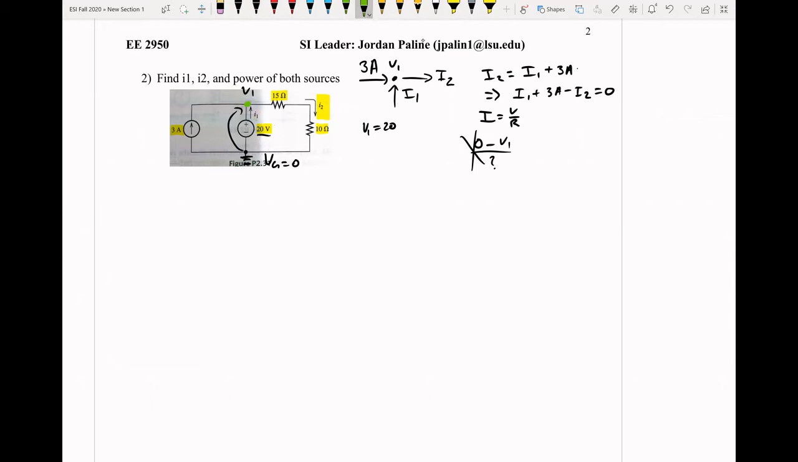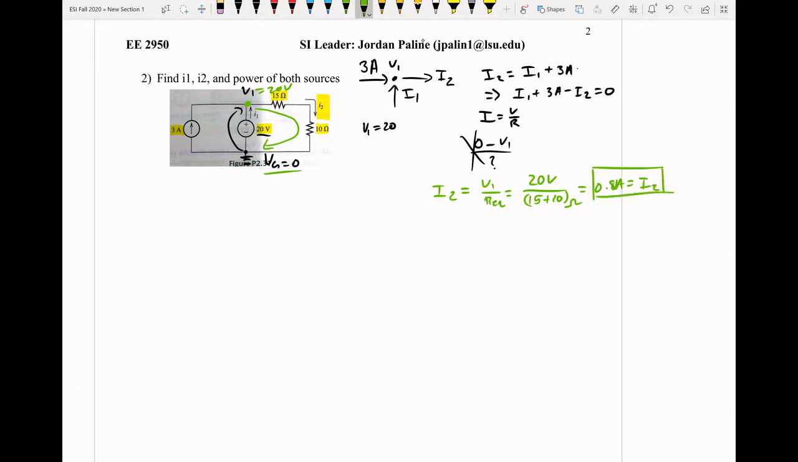Since we know that V1 here is equal to 20 volts, and we know down here V of G is equal to 0, we know that we're going to lose 20 volts across those two resistors. So we can just say I of 2 is going to be equal to V1 over R equivalent, which in this case will be 20 volts over 15 plus 10 ohms, which will give us 0.8 amps for I of 2.